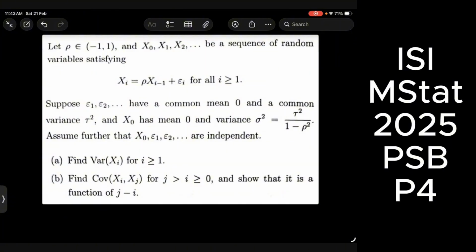Shantanu? No, sir, actually, I'm thinking.